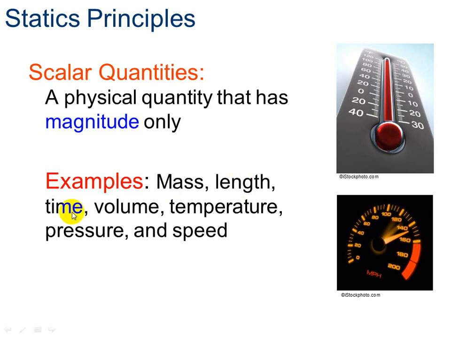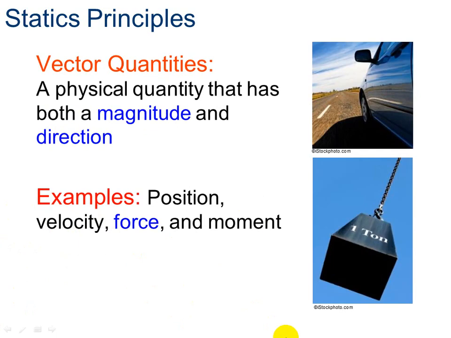Time is magnitude only. We don't go back in time or forward in time. I know some of you would like to investigate time travel. Any shout out to all those Doctor Who fans out there. But really, time is a scalar quantity. It has magnitude only. We have only an amount of time, no direction for it. Here are some other examples as well.